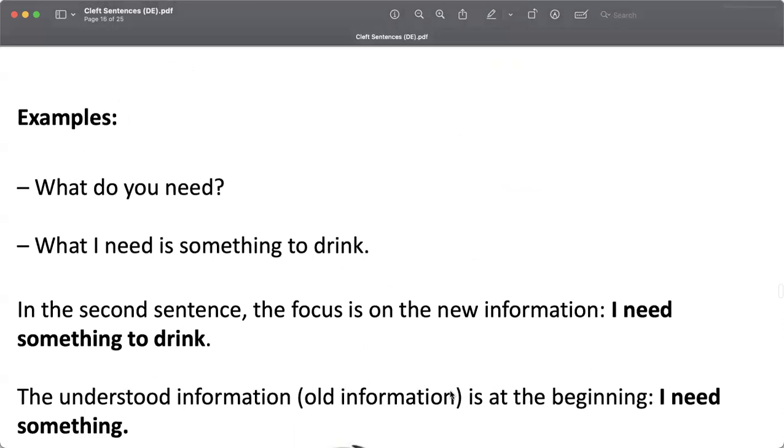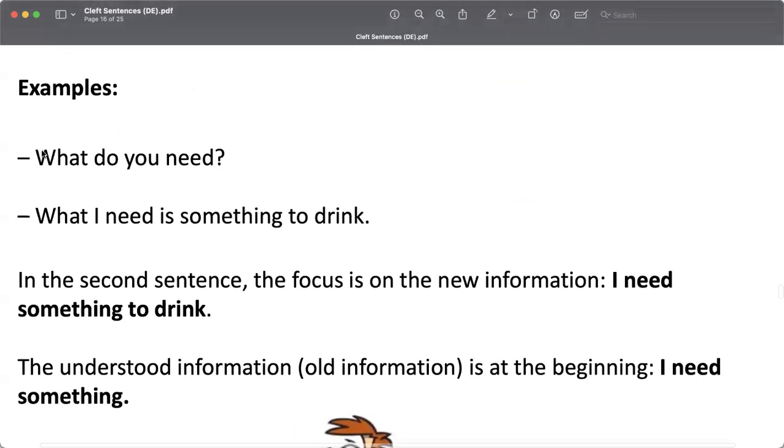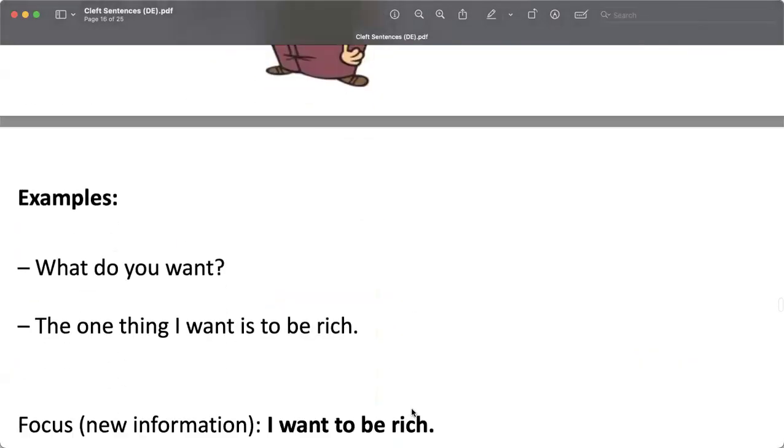Now for examples. What do you need? You can say, "What I need is something to drink." This is how you have to reply. In the second sentence, the focus is on the new information: something to drink. The understood information, the old information, is at the beginning: I need something. This is how you have to identify it here.